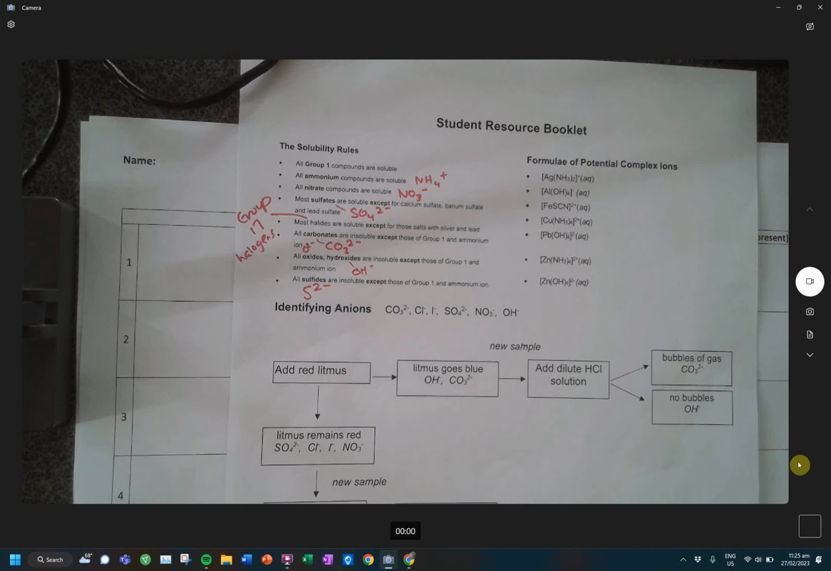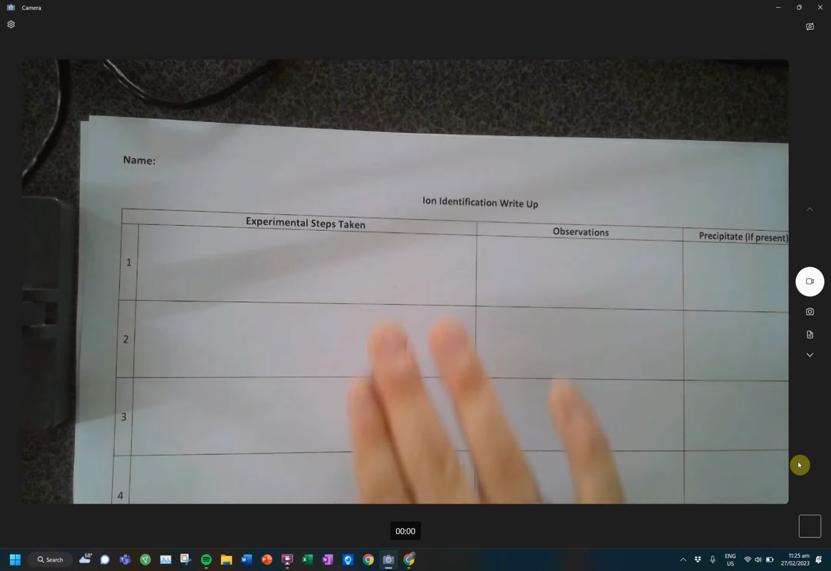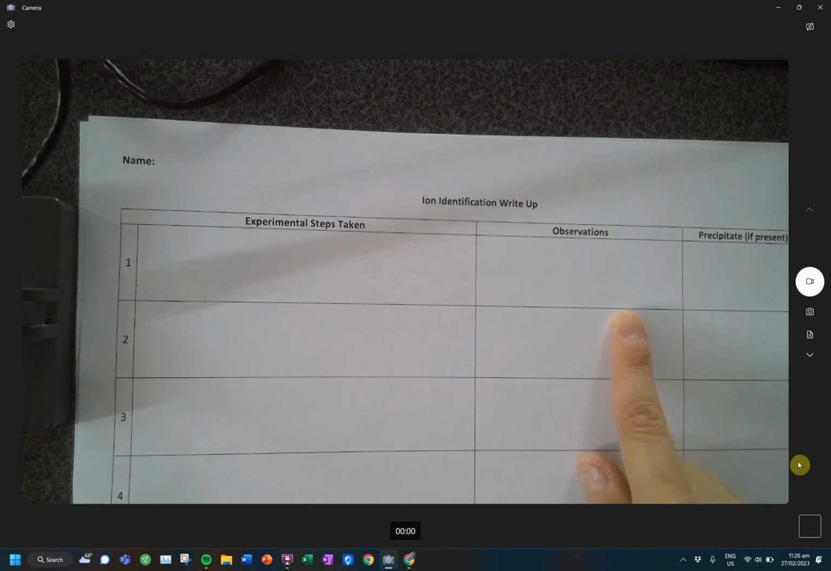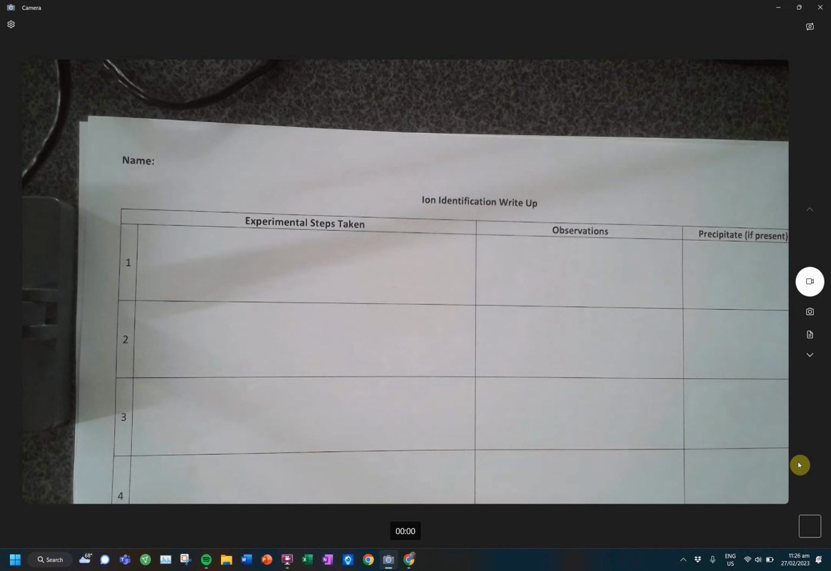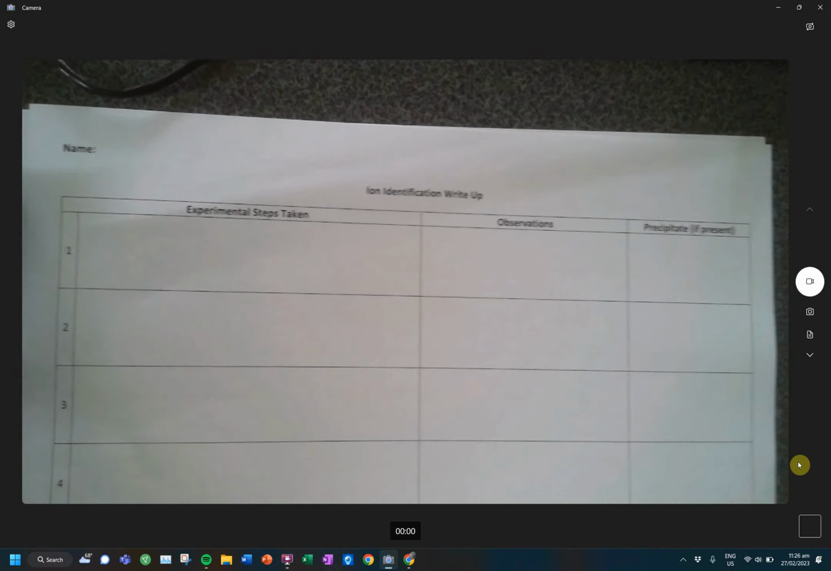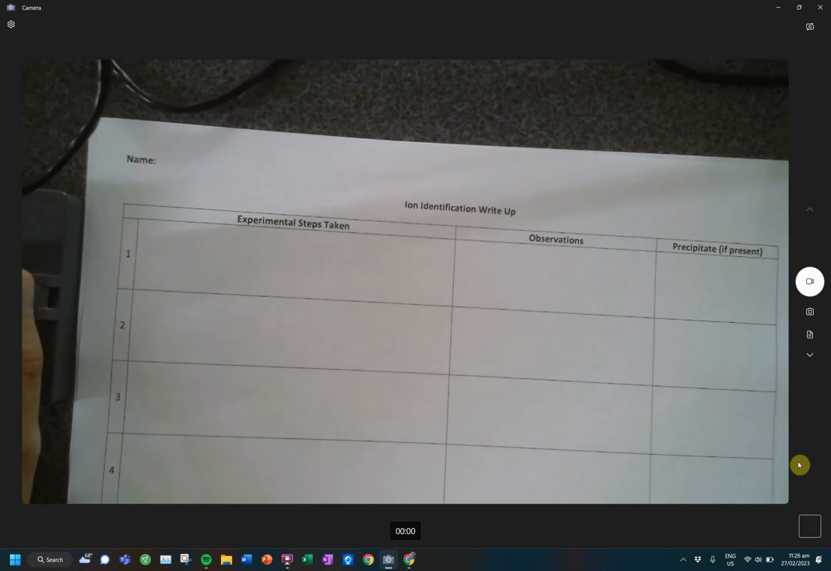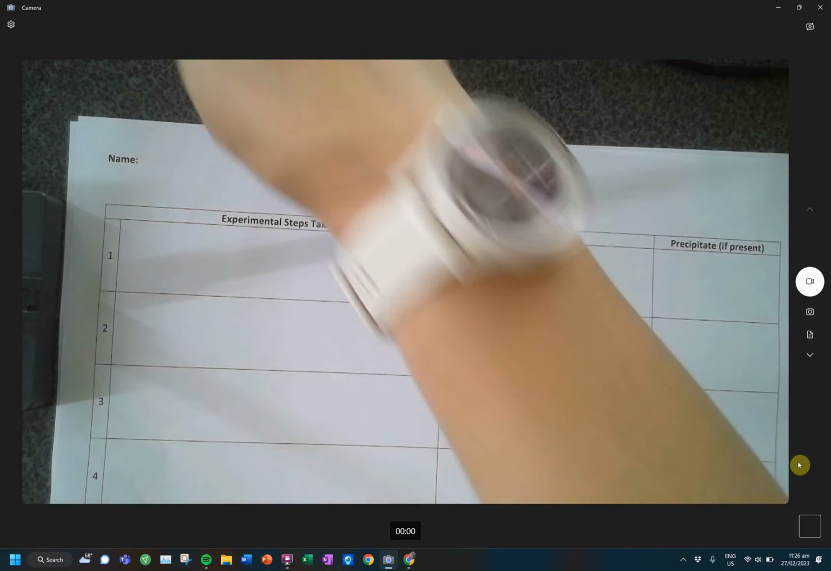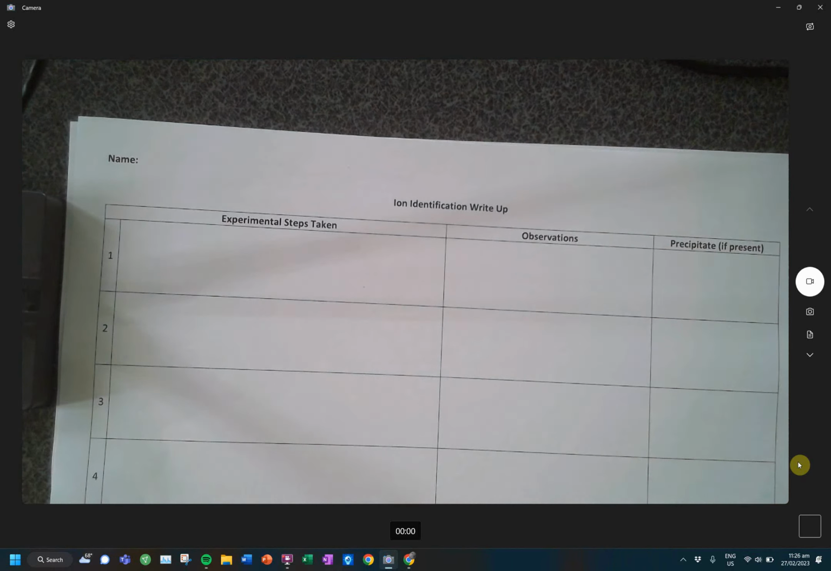While you're doing that identification process, you should be recording the different experimental steps you are doing. You should be recording your observations, and if there's any precipitations that have formed, you should be recording what that is as well. So there's this first side of the sheet. If you just answer this first side of the sheet, you'll have enough to get an achieved because I can walk you through the steps. It's all about the identification process.